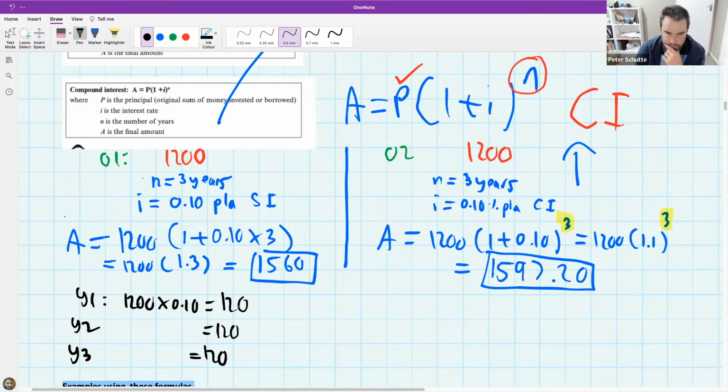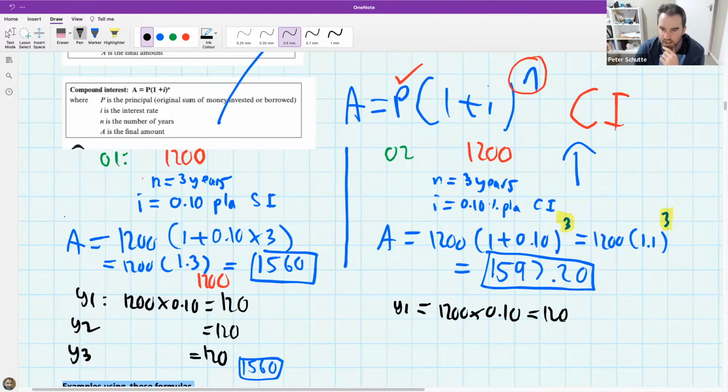Okay. So how do we get from 1,200 to 1560, well, we just added up 1,200 plus these bits of interest, and we got to 1560. Now, what happens with compound interest is in year one, we do the same thing. So in year one, we get 10% and we get 120 Rand's worth of interest.